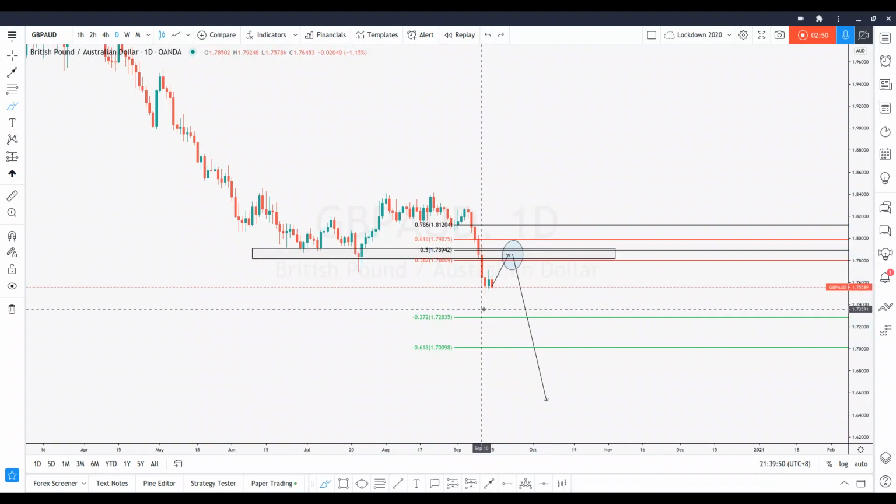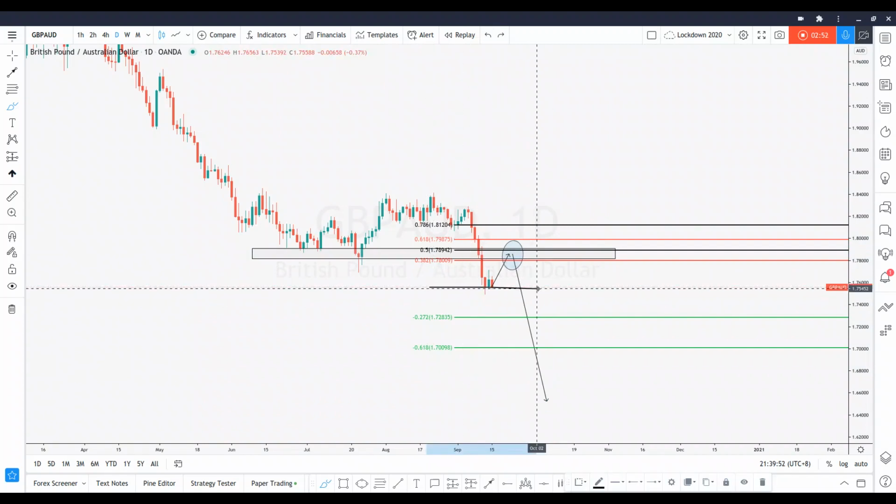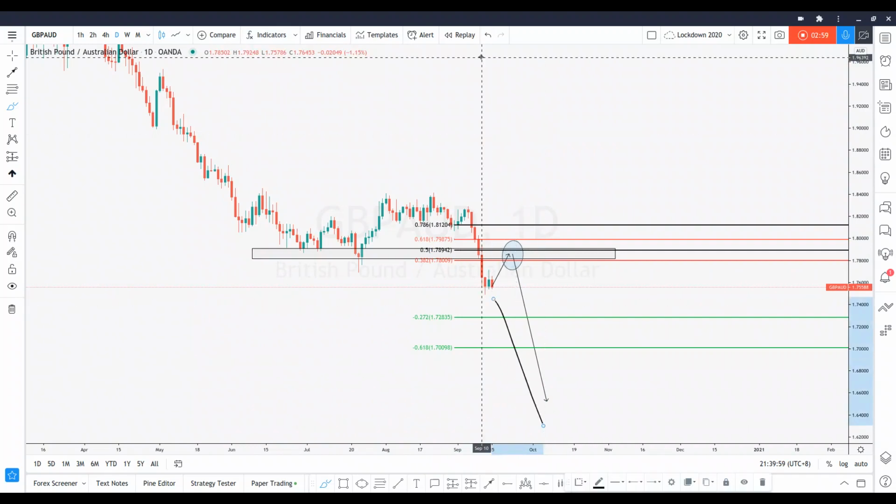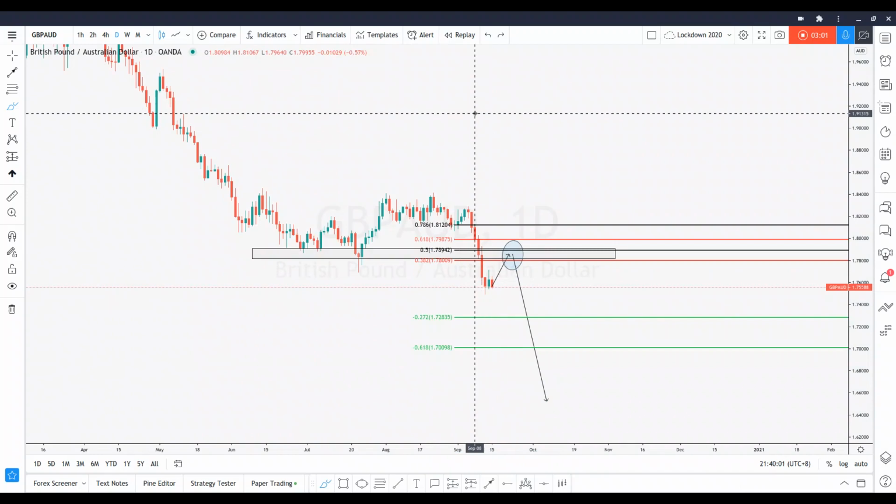But of course, if the market will now break this support area here and also break that trend line on the weekly time frame, then I will definitely be looking for a shorting opportunity with a very big drop.